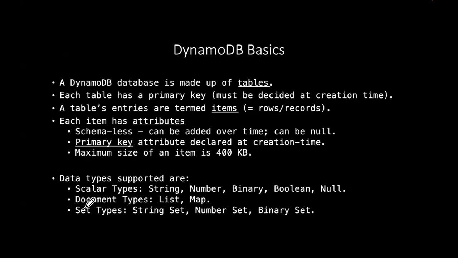Also, within its data type system, it has the notion of sets. So you can have a set of strings, which is a bit like an array of strings, but in an array there can be duplicates. Clearly in a set there cannot be duplicates. And so it would actually ensure that you don't have more than two entries within a string set that are duplicates. You can have a number set and you can have a binary set as well. So scalars are the same as everywhere. Documents, that's kind of unusual to say that a single attribute can be a document. And the sets are kind of unique as well to DynamoDB.